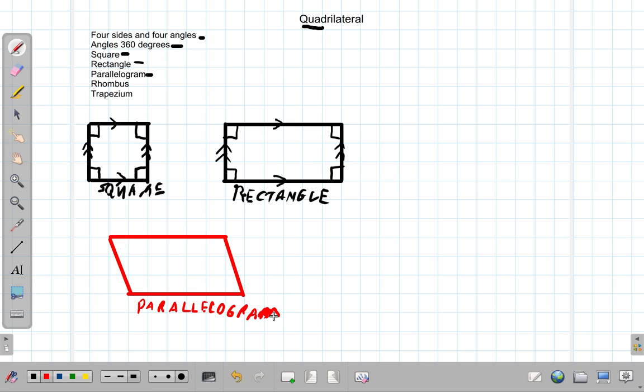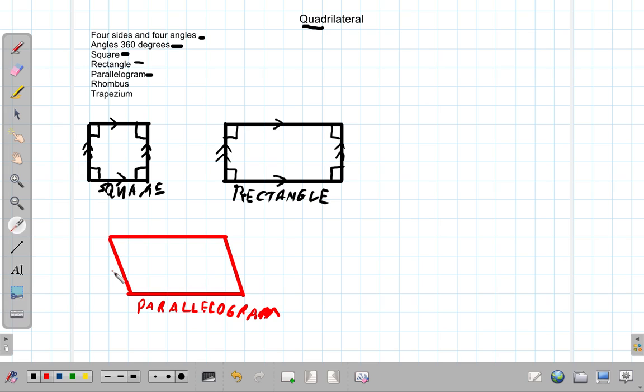Alright, now with the parallelogram, the sides which are opposite to each other are equal in length. So you can see this and this are equal in length. So the left and right are equal in length. The top and bottom are also equal in length.